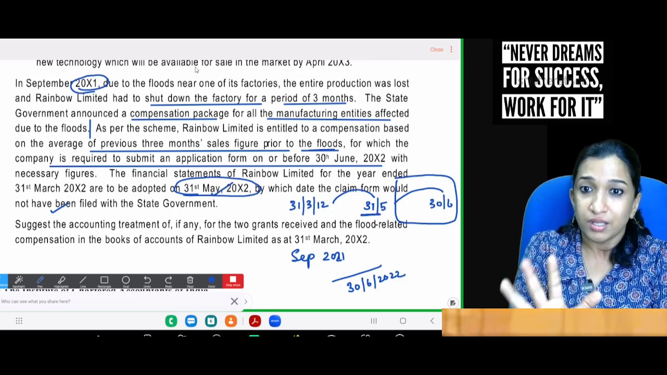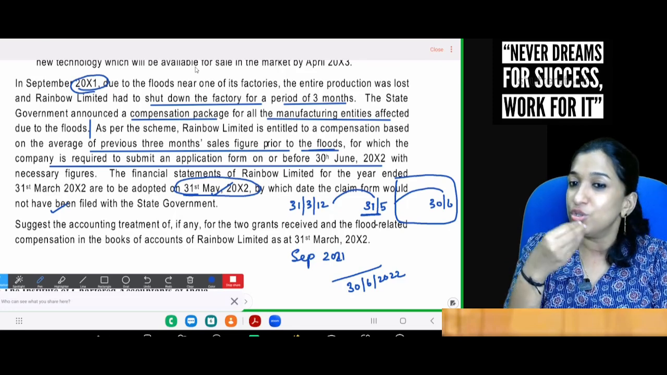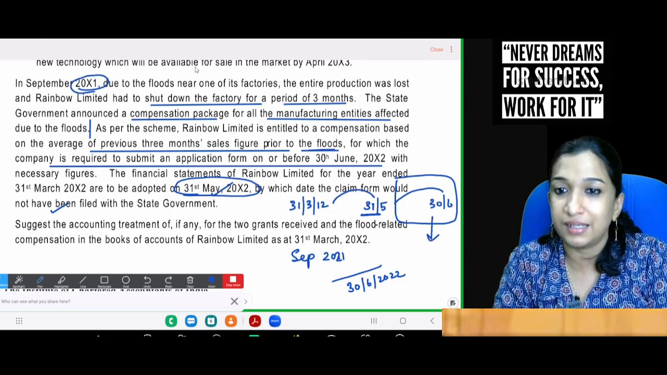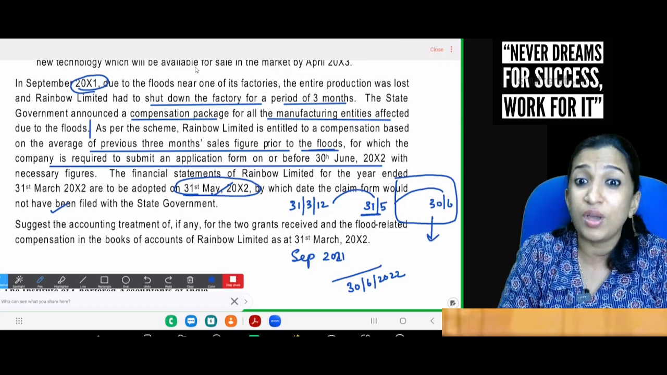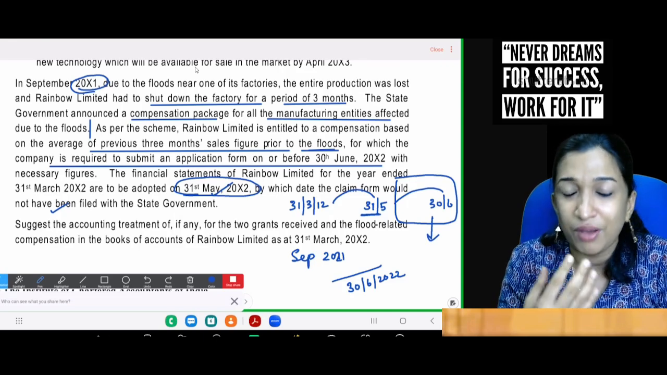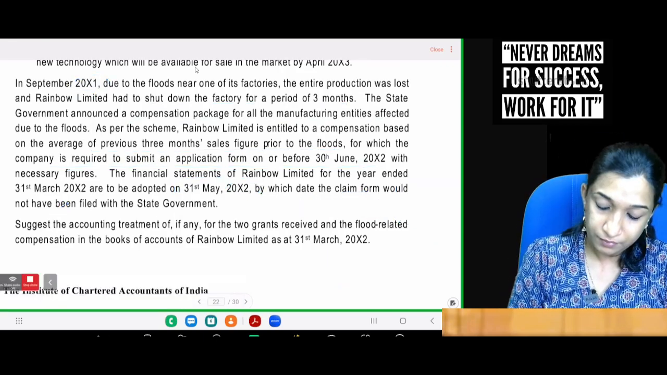Of course not, because you have not even filed the application. So you cannot recognize it. In the next year, you can recognize it as income. In the current year, you cannot recognize it as income because you have not even filed the application form with the government. You have not submitted, so you should not recognize it as income.